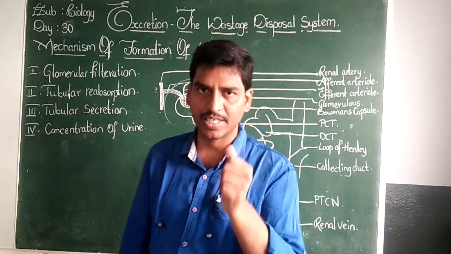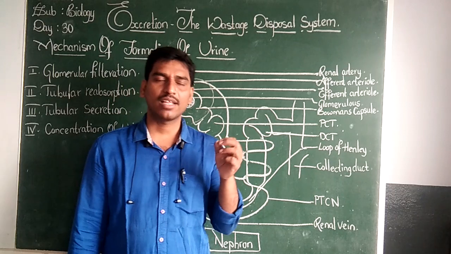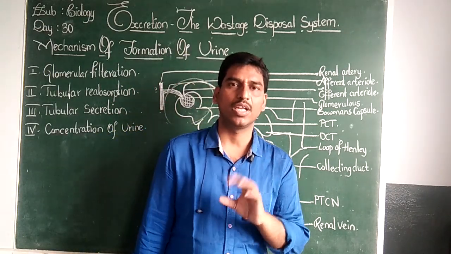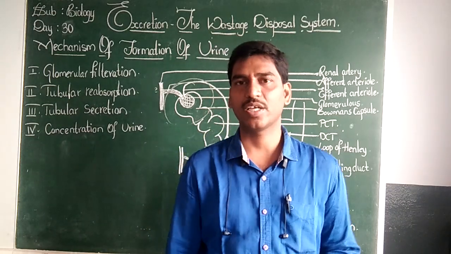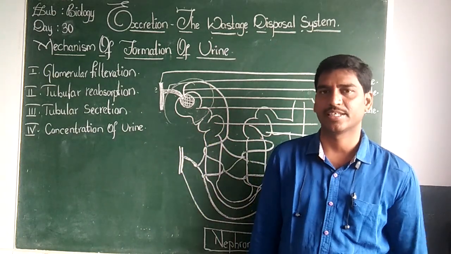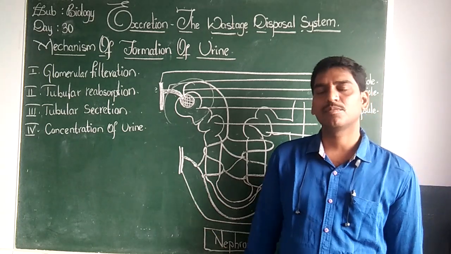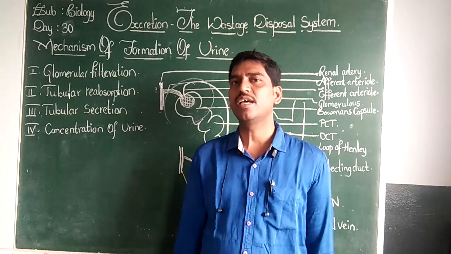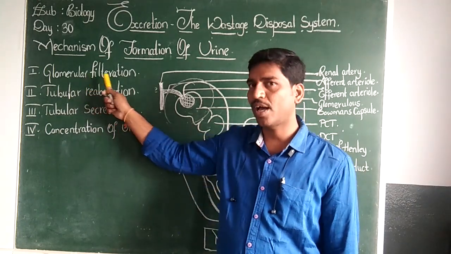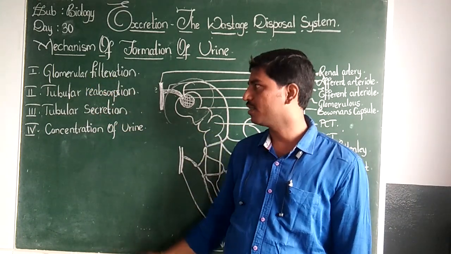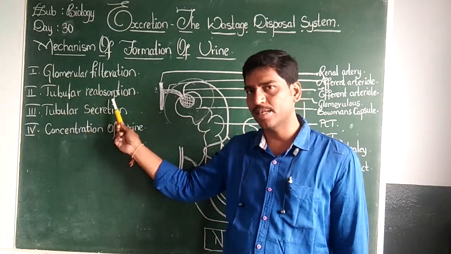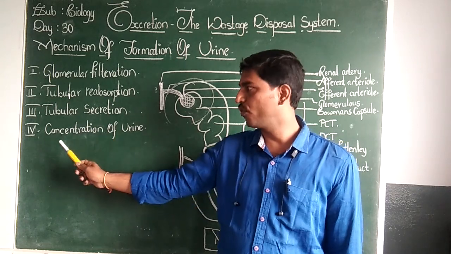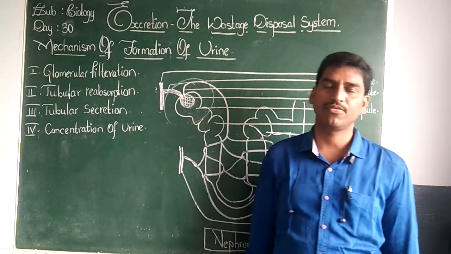So in today's class we are going to study what the different parts of nephron are, and how they are responsible for filtering the blood. This mechanism of formation of urine takes place in 4 different steps. The first step is glomerular filtration, the second step is tubular reabsorption, the third step is tubular secretion, and the fourth step is concentration of urine.